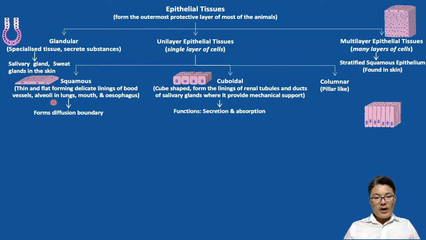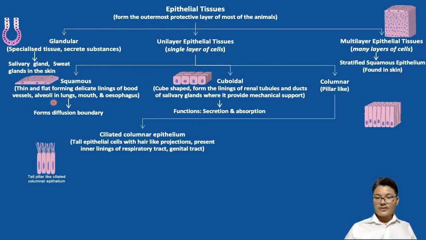Now, your cuboidal epithelial tissues are responsible for secretion and absorption. Say in case of salivary glands, cuboidal epithelial tissues help in secretion of saliva. But in case of renal tubules, it is helping in absorption of water and required materials. In case of columnar epithelial tissue, we have two types.